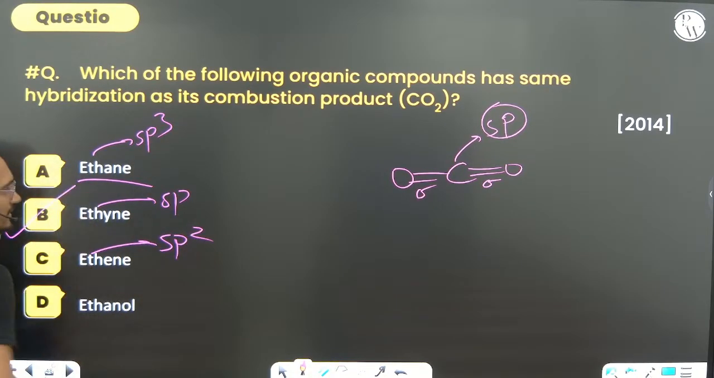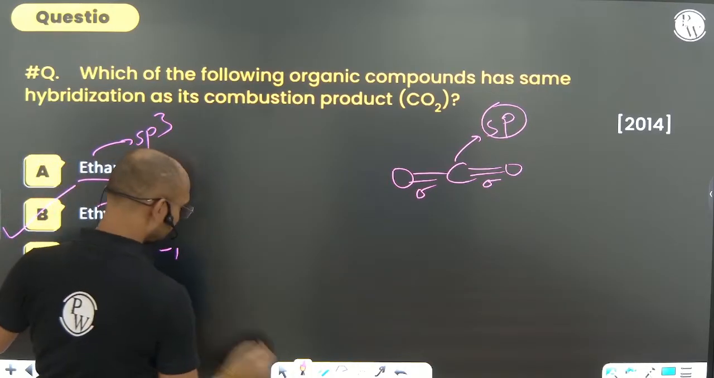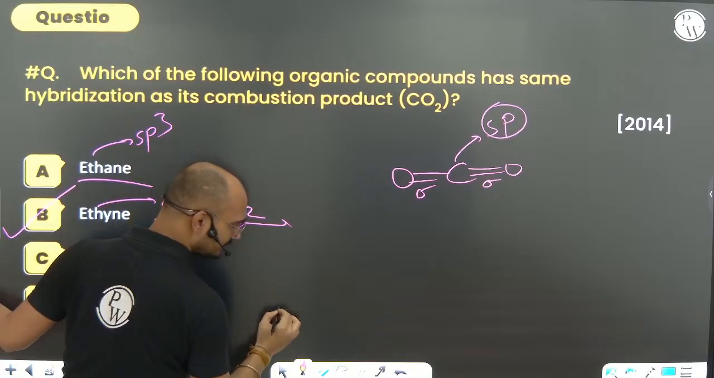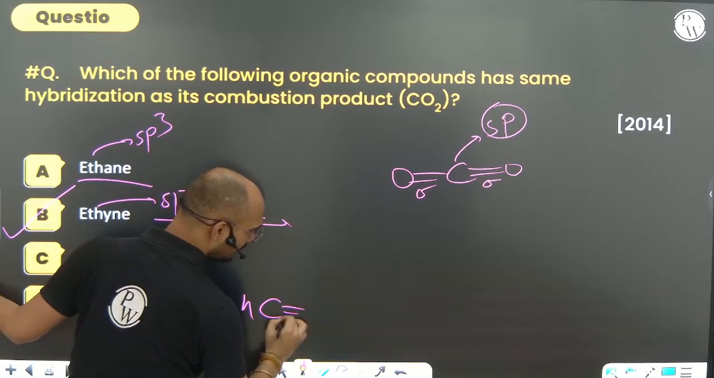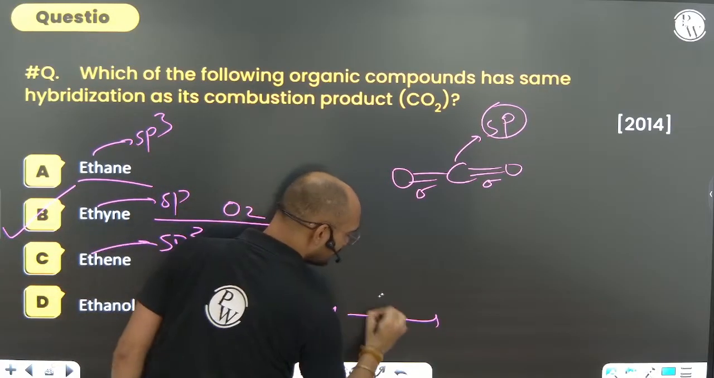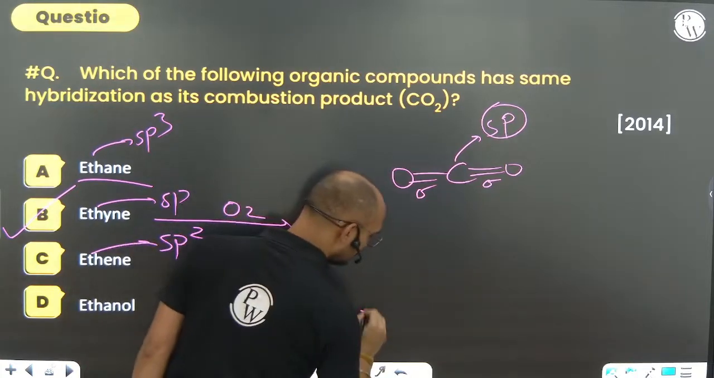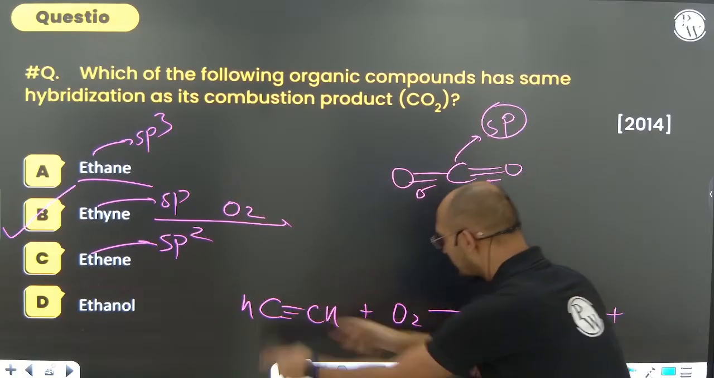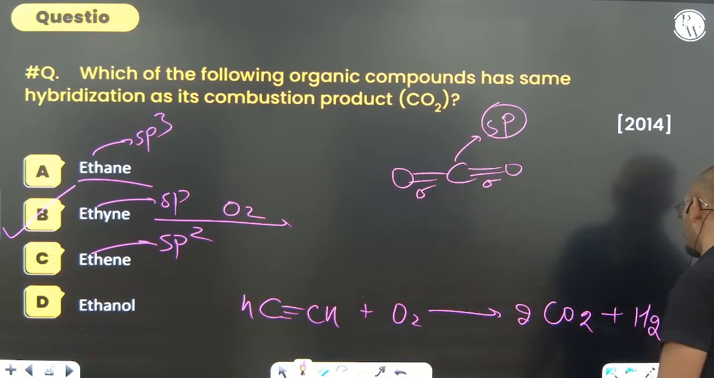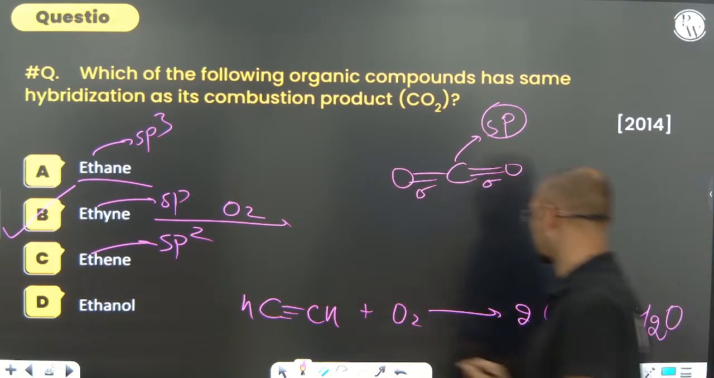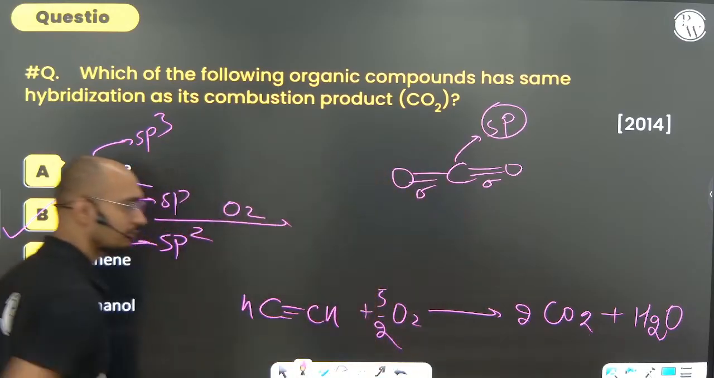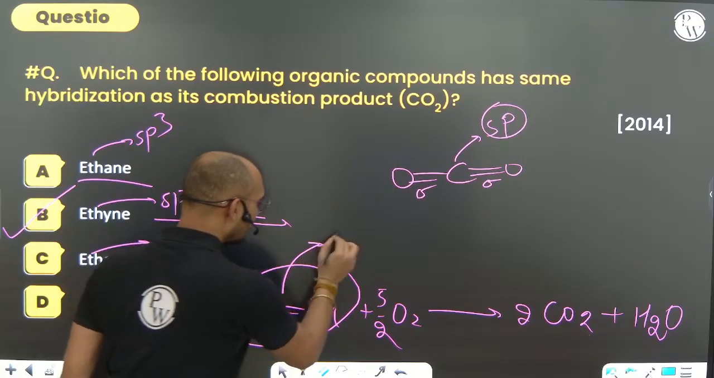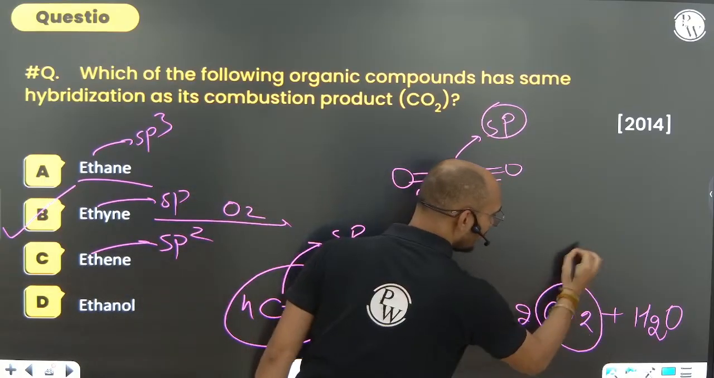Oh, option B is the correct option. Because when you are going to give O2 to this, consider ethyne is there, CH triple bond CH. If you give O2, what will it convert into? 2 CO2 plus how many hydrogens are there? 2. So how many H2O will be formed? 1. So how much oxygen is there? 5 plus 5, so it will be 5 by 2. So this is the reaction. So this is also sp and this is also sp hybridized.